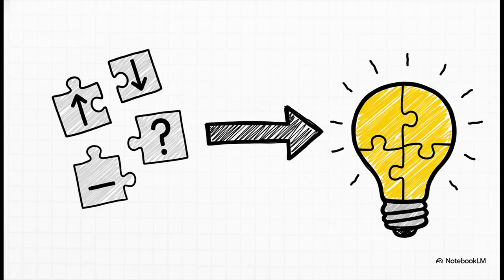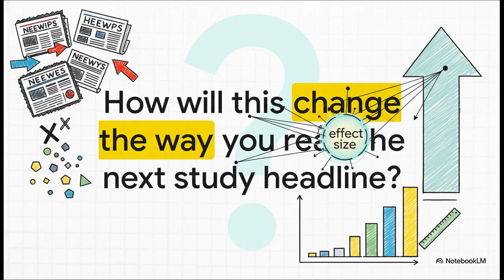So the next time you see those conflicting headlines, you'll know the secret, right? You'll know the answer isn't just in one study. It's in combining all of them. It's a powerful reminder that in science, one study is just a single piece of the puzzle. It's never the final picture. So the real question is, now that you know how to see the whole board, what puzzles are you going to be able to solve?